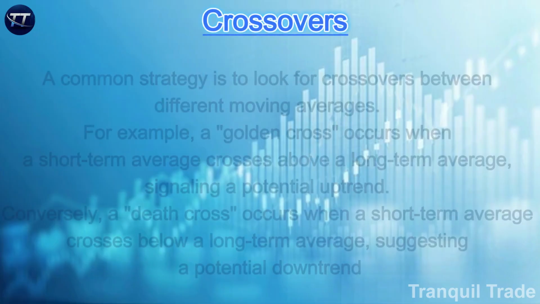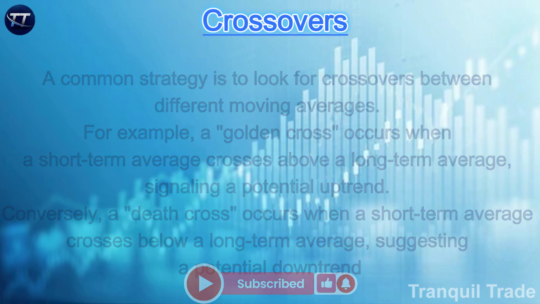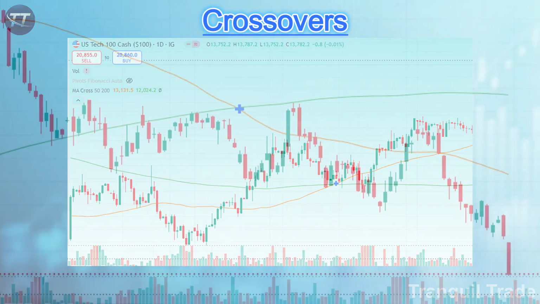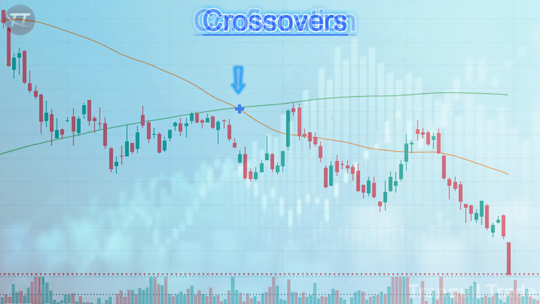Crossovers. A common strategy is to look for crossovers between different moving averages. For example, a golden cross occurs when a short-term average crosses above a long-term average, signaling a potential uptrend. Conversely, a death cross occurs when a short-term average crosses below a long-term average, suggesting a potential downtrend.